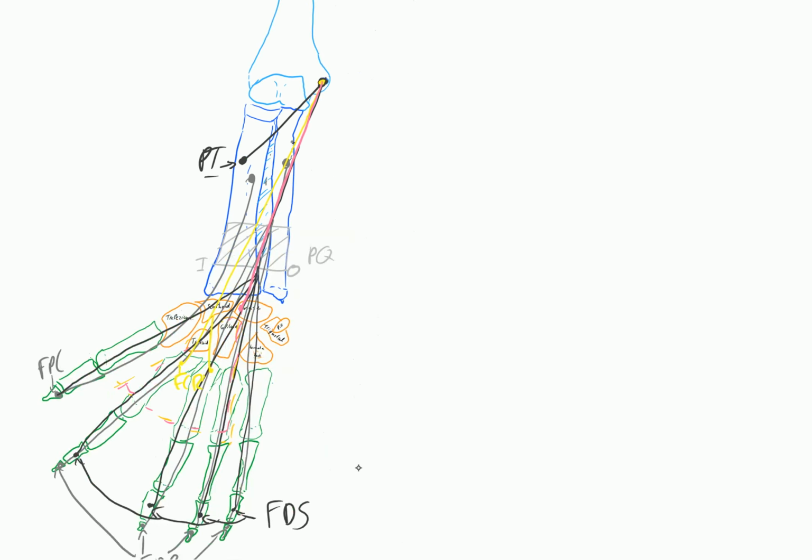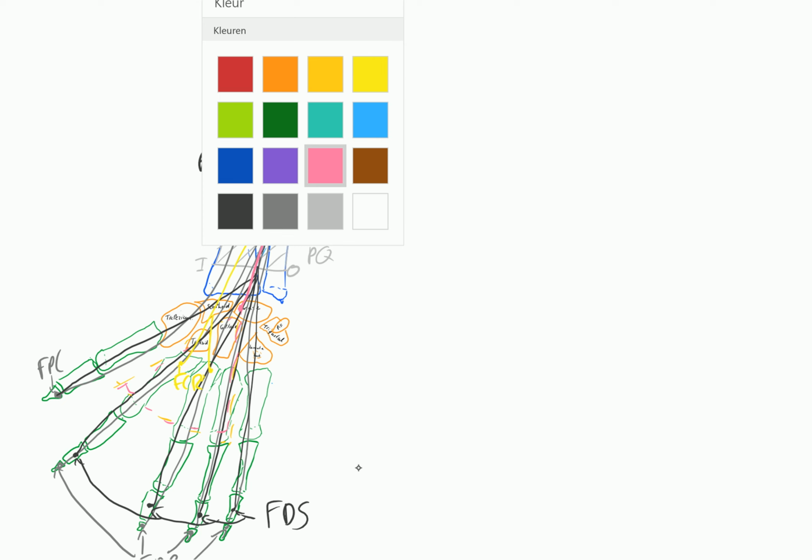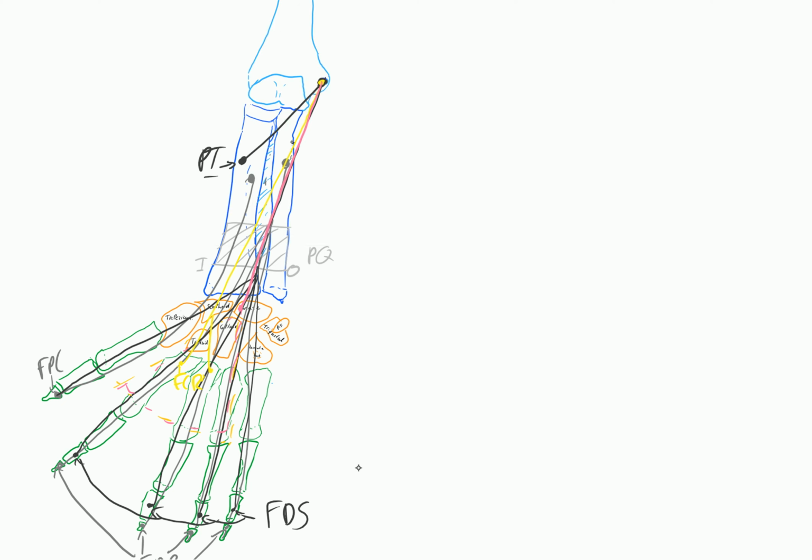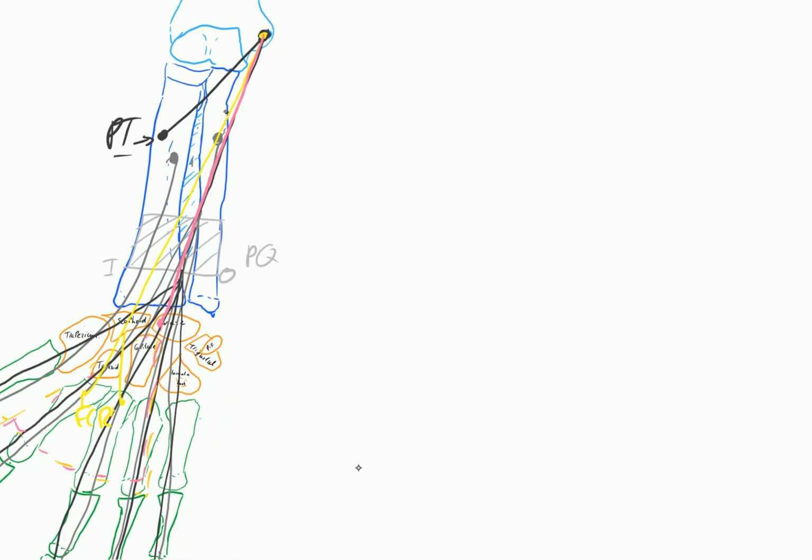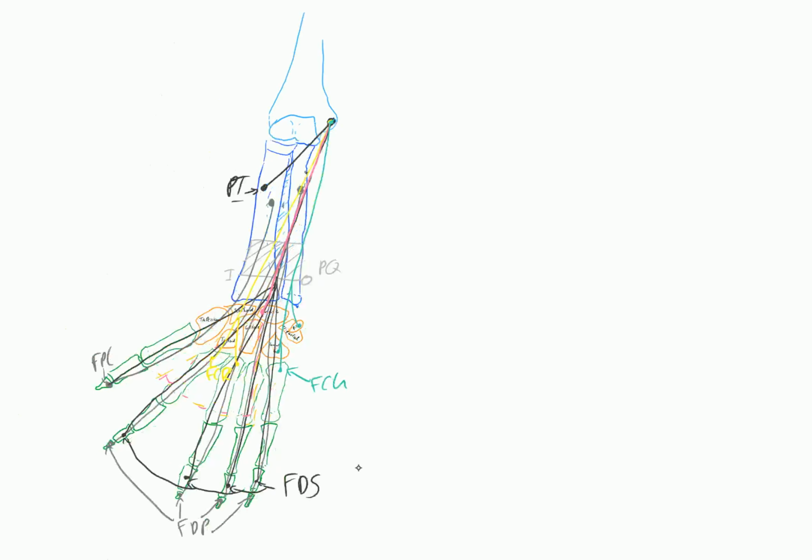And then finally we have the flexor carpi ulnaris. The flexor carpi ulnaris has its origin at the medial epicondyle and 3 insertions: the pisiform, the hook of the hamate, and the base of the 5th metacarpal. So it comes like this, this, and this. This is the flexor carpi ulnaris.